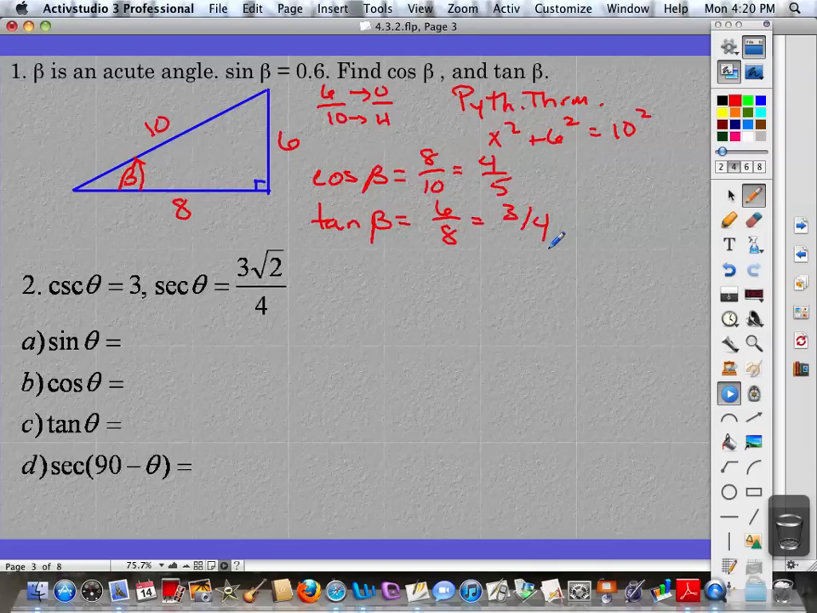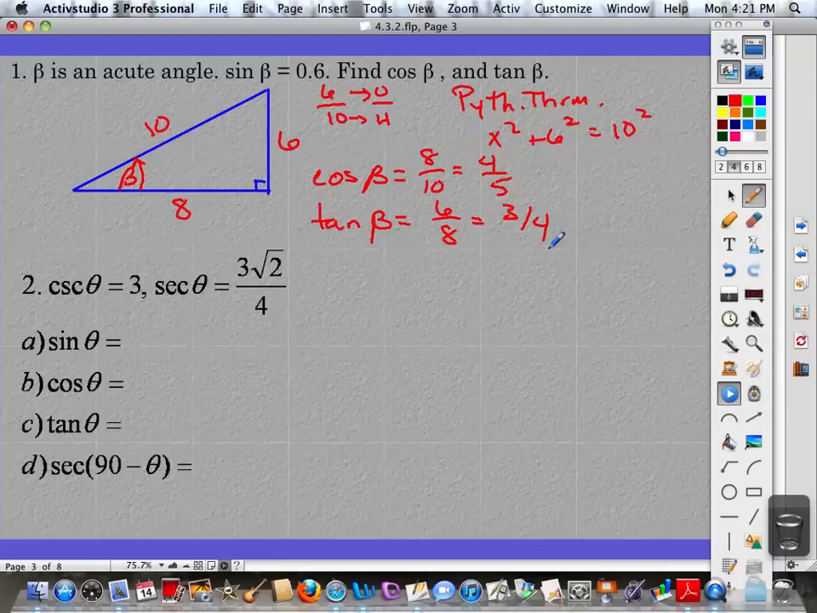So we can use this concept of trig and these right triangles to where if we know one trig value, we can draw a right triangle, fill in the appropriate sides of the triangle, and use Pythagorean theorem to find the other trig values.